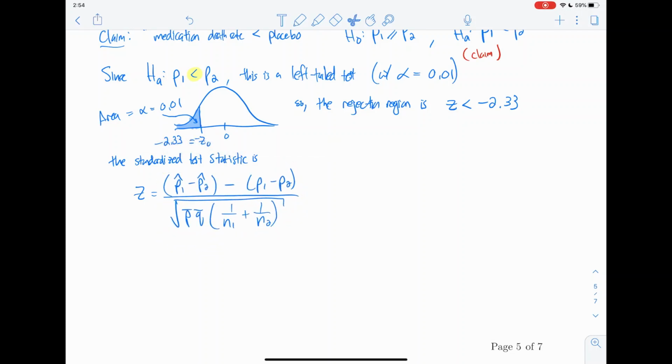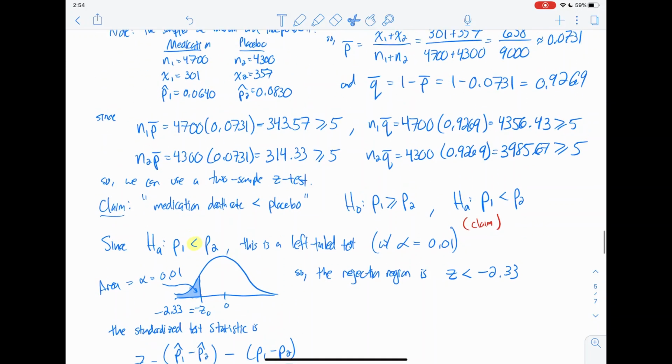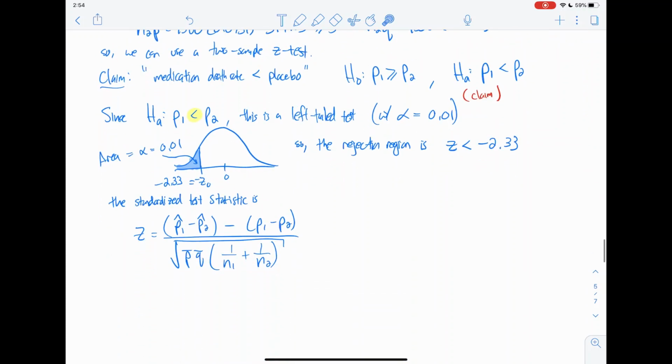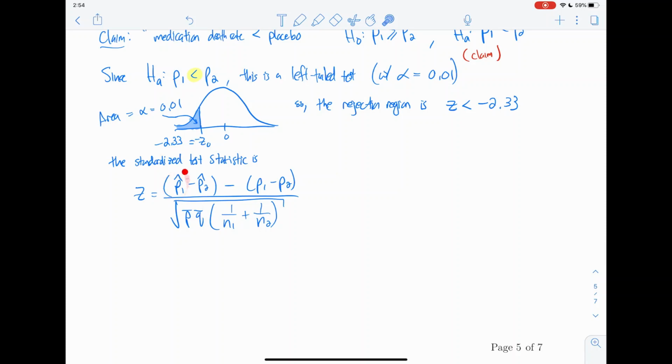that formulation, where I might pause and remind ourselves that at no point in this computation so far have we used the P1 hat and the P2 hat that we originally computed. That's not necessary until we get to this stage, where P1 hat and P2 hat are a component of the standardized test statistic formula. So we did need to compute them. It just took a little while for us to see where we'd use them.